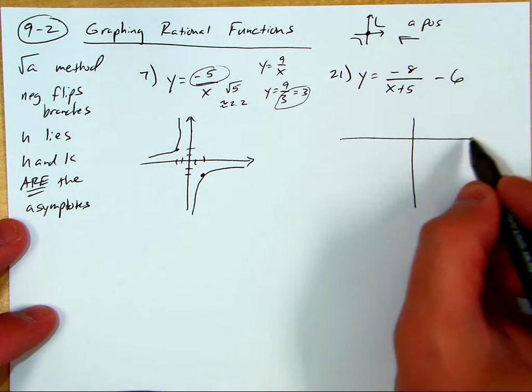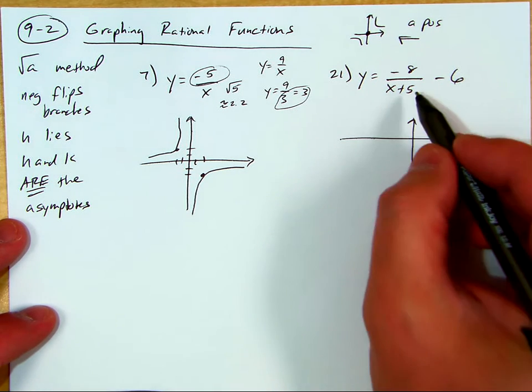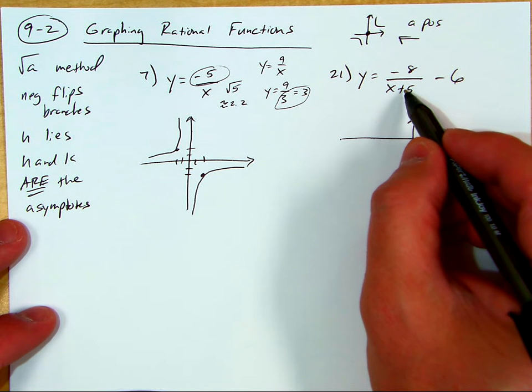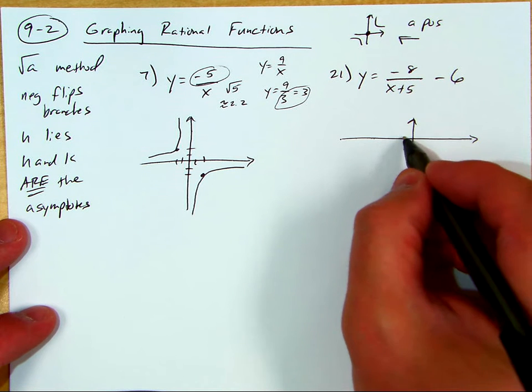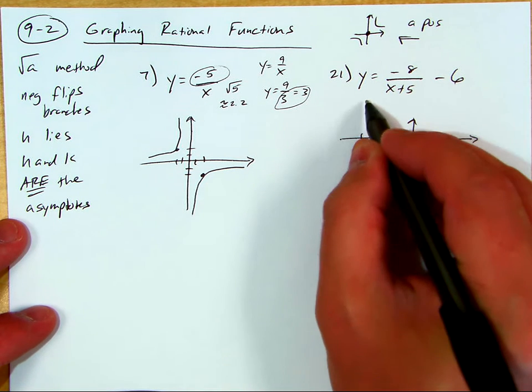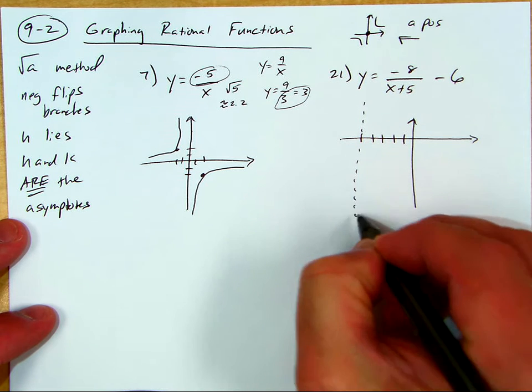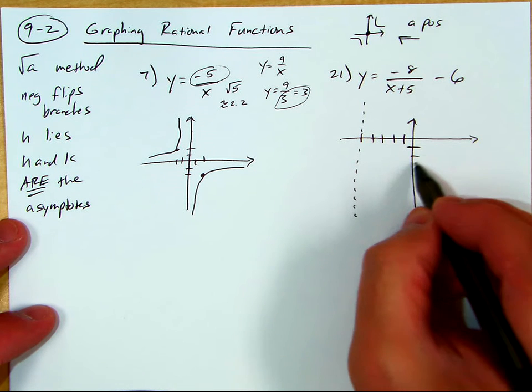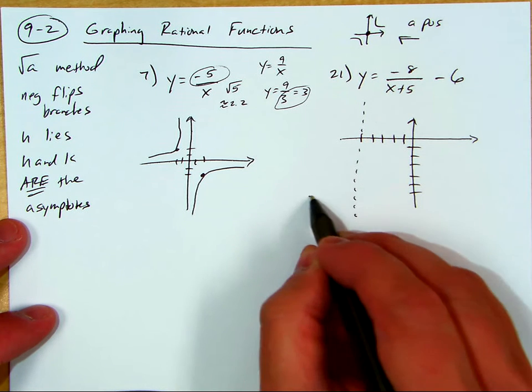So I know it's going to be down here somewhere. Let's see, H, that lies, so instead of going plus 5, I'm going to go left 5. 1, 2, 3, 4, 5. And you have to draw your asymptote. And then down 6. 1, 2, 3, 4, 5, 6.